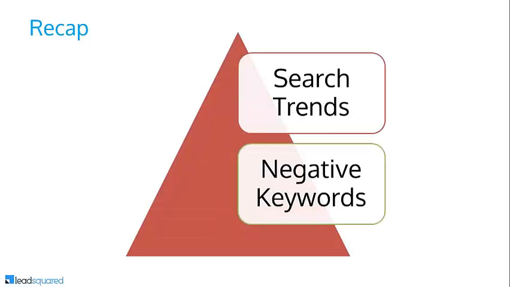Okay, so again a recap of the two tactical tips that we talked about, that is the search trend and the negative keywords. The search trend helps you know what keyword is trending, and negative keywords help you prevent junk leads from coming to your website.